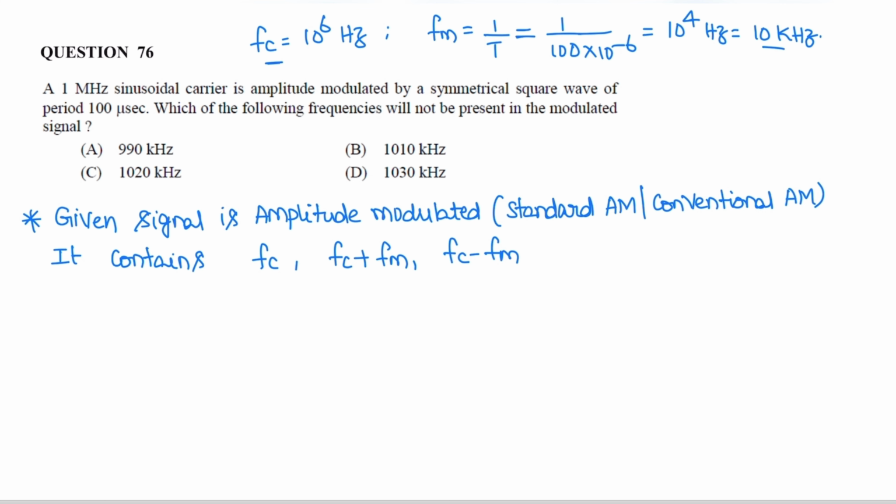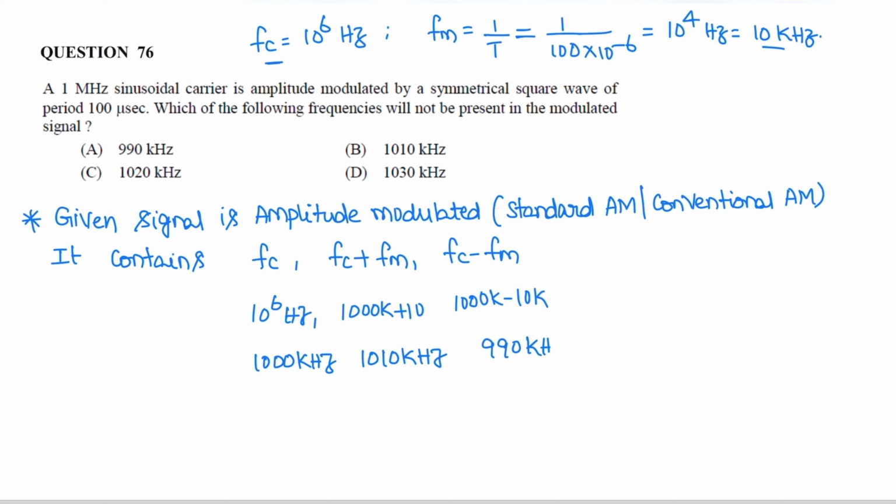So these frequencies are present: 10 power 6, 10 power 6 plus 10 kilohertz, and 10 power 6 minus 10 kilohertz. That is 1000 kilo plus 10 kilo, 1000 kilo minus 10 kilo. The frequency components present are 1000 kilohertz, 1010 kilohertz and 990 kilohertz. This is the carrier frequency, this is the upper sideband and this is the lower sideband.